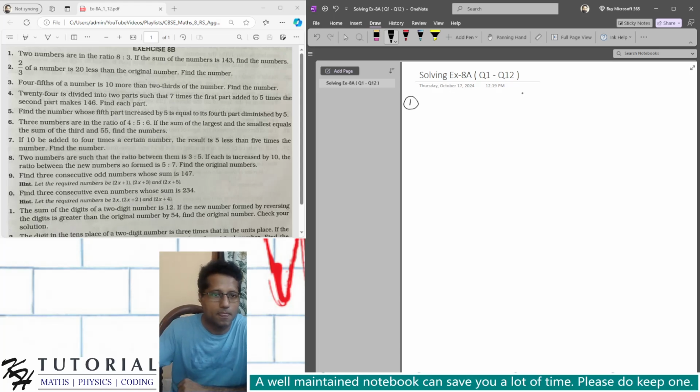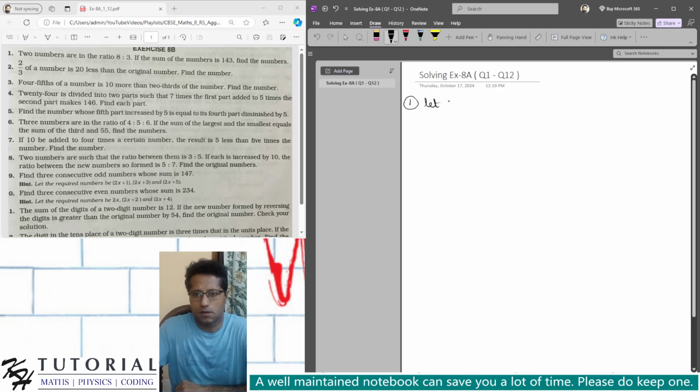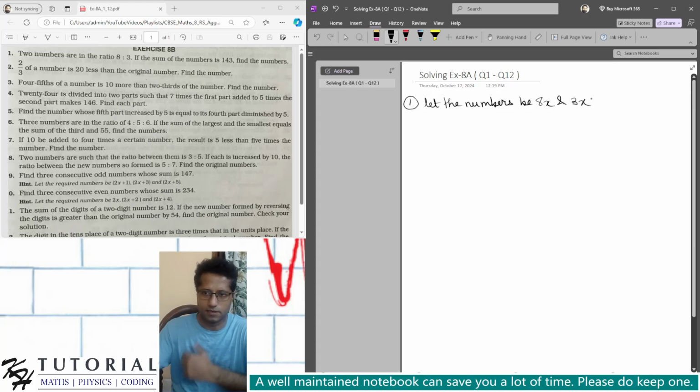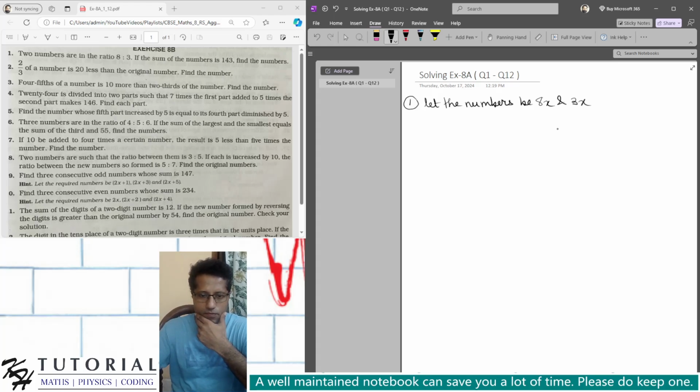It is very important. Okay, the first problem says that two numbers are in the ratio 8:3. If the sum of the numbers is 143, find the numbers. This is based on ratio and proportion. The standard way of solving this problem is to let the numbers be 8x and 3x. Since the ratio of the two numbers is given as 8:3, we assume the numbers are 8x and 3x, and we can find x from some other given condition or information. So let the numbers be 8x and 3x.